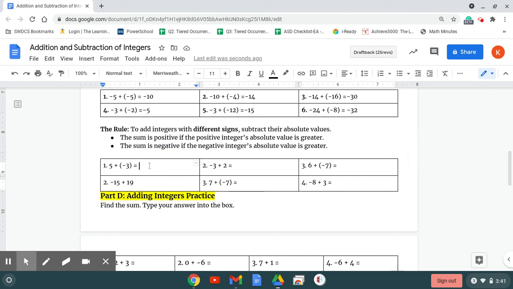So let's look at number 1. 5 plus negative 3. Different signs, so we're going to subtract. So what is 5 minus 3? 5 minus 3 is 2. And then what's bigger, 5 or 3? And we say, well, 5 is bigger. And is 5 positive or negative? Our 5 is positive. So our answer is going to be positive 2.